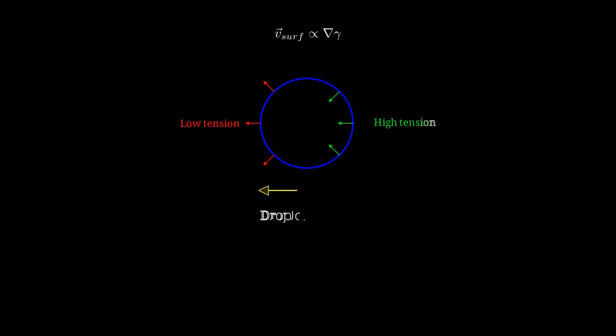When surfactant accumulates on one side, that side has lower surface tension. Marangoni flow drives fluid from that side to the opposite side. By Newton's third law, the droplet moves in the opposite direction. Now here's the key question. How does this violate the Scallop theorem? The droplet motion appears reciprocal.